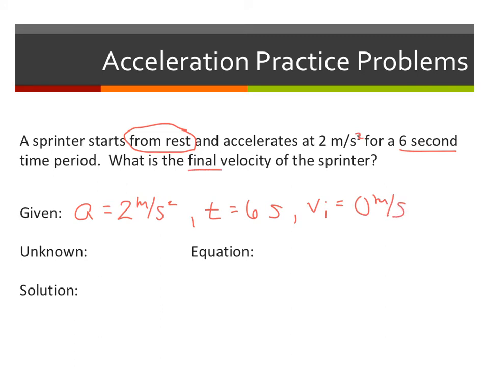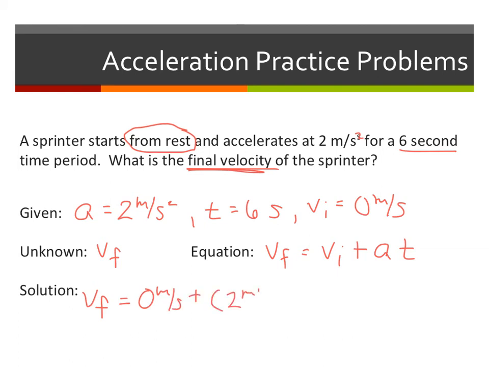So I want to know what is the final velocity of the sprinter. So v final is my unknown. So v final equals v initial plus a t. It's from my list of equations. And I solve. So v final equals 0 meters per second plus 2 meters per second squared times 6 seconds, which is 12 meters per second.